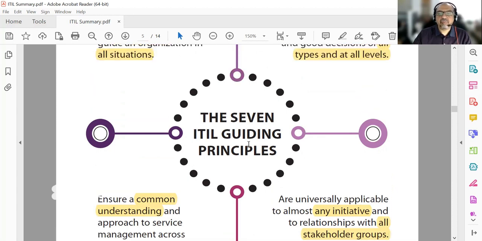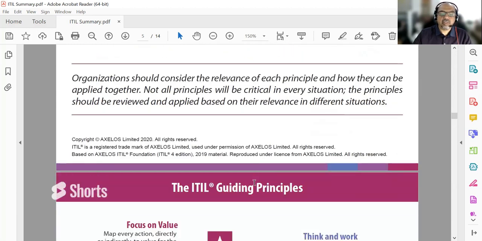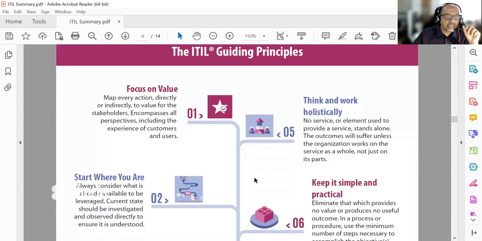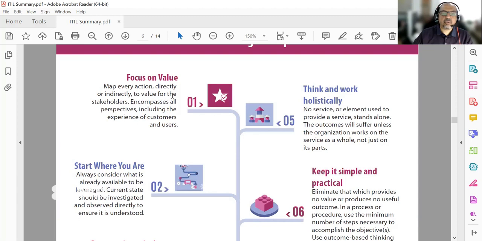So how many? Seven guiding principles, seven ITIL guiding principles. What are they? Let's have a look. We start with focus on value. We will focus on value always, in every action. Every action, directly or indirectly, we focus on value. And this is in every aspect, every step, we focus on value with external stakeholders, internal stakeholders, users, customers, vendors, suppliers, with everyone.